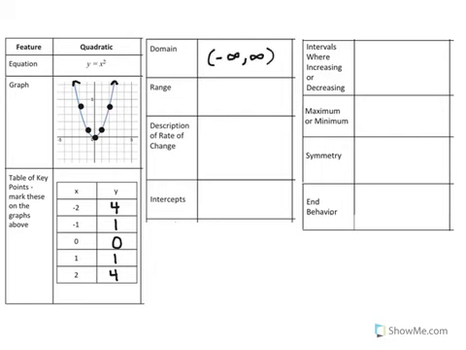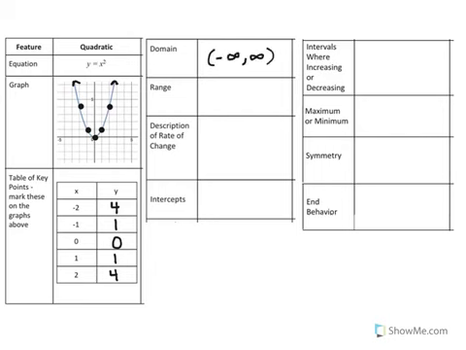Our rate of change is that this is increasing at an increasing rate. And what that means is that as we continue along our graph, we are going to get faster and faster. Those changes are going to be greater and greater. Our intercepts: the x-intercept would be (0, 0), and the y-intercept would also be (0, 0).